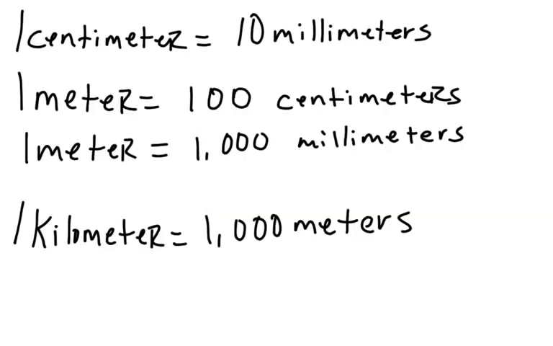Now, the last thing we're going to be talking about is, okay, so, well, if a centimeter is this, then how long is a millimeter? So when you look at 1 centimeter, for every 1 centimeter, you have 10 millimeters. For every meter, you have 100 centimeters. For every meter, you have 1,000 millimeters. And for every 1 kilometer, you have 1,000 meters.